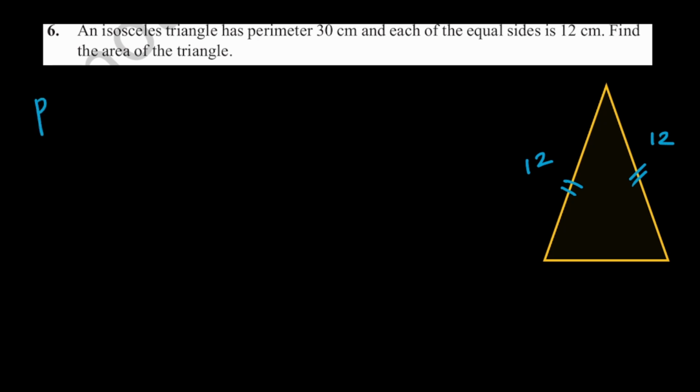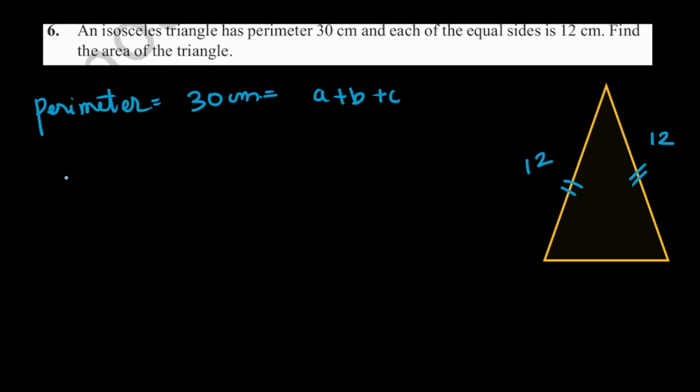So we'll write the perimeter over here, which is 30 centimeter, and the formula for finding the perimeter is a plus b plus c, right? Now they have given one side, but in the isosceles triangle, two sides are equal, right? So that one side they have given as 12, so the other side is also 12. So we need to find out the third side. Then only we can find the area of the triangle, right?